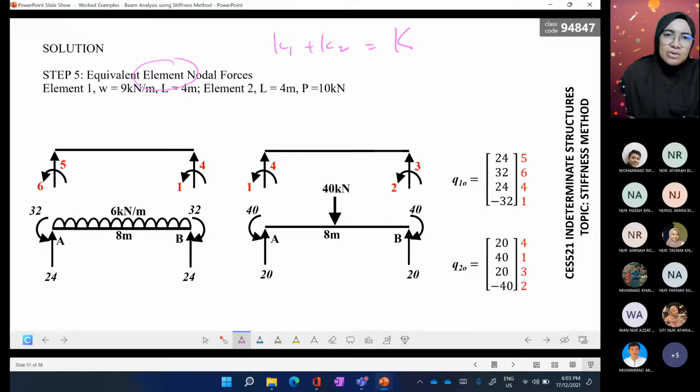Jadi for equivalent nodal forces, we have equivalent element. So equivalent element we use symbol Q1 node plus Q2 node. Okay, Q node is the symbol for equivalent nodal forces. 1 and 2 represent element. So we get Q node macam ni. Okay, so ini dia simbol dia. So nota yang high tu saya lupa letak node. Saya letak 1 and 2 only. Okay, tapi doesn't matter. The most important thing you faham step tu.